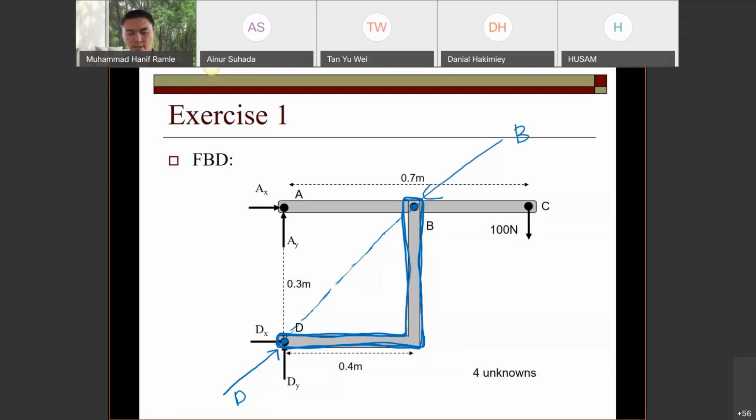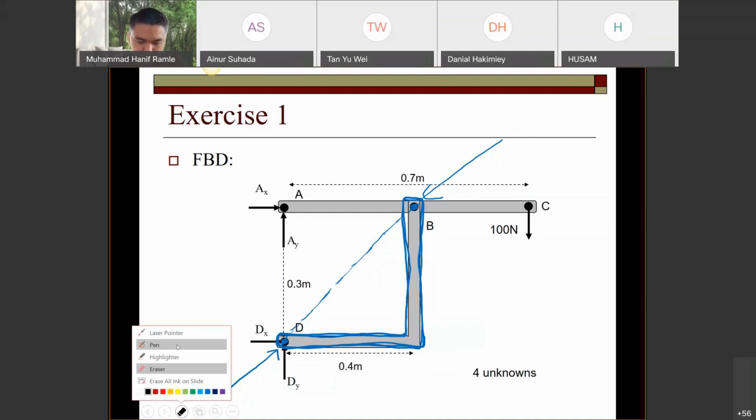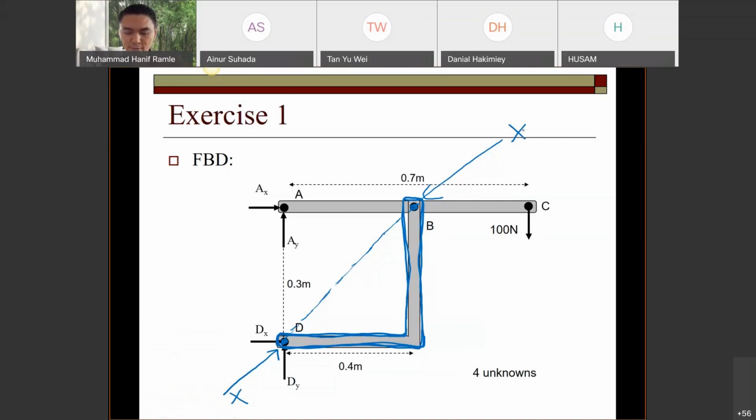Sorry, I don't want to put D, I put another letter to avoid confusion, because D is already there, DX and DY. So I put X. This one is X as well, to cancel each other.